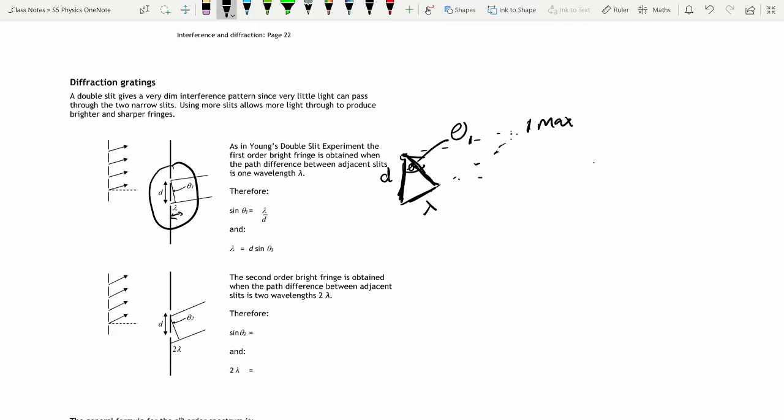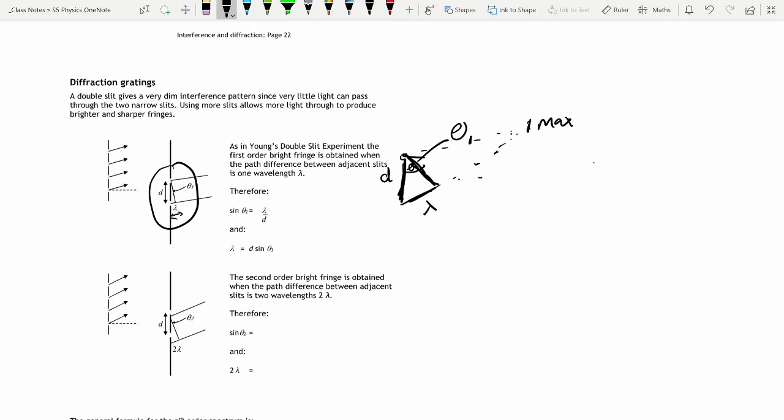So looking at that triangle, sine theta 1, sine equals opposite over hypotenuse, so wavelength over lowercase d, distance between slits. So we can rearrange that and we can find the wavelength is the distance between slits times sine theta 1. So that's the first maxima.